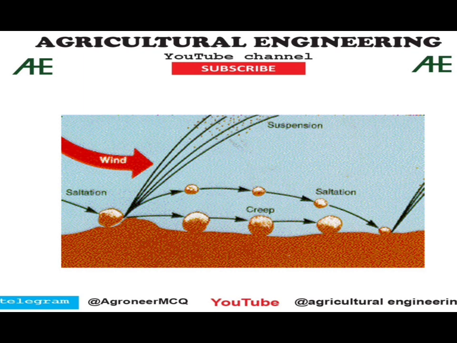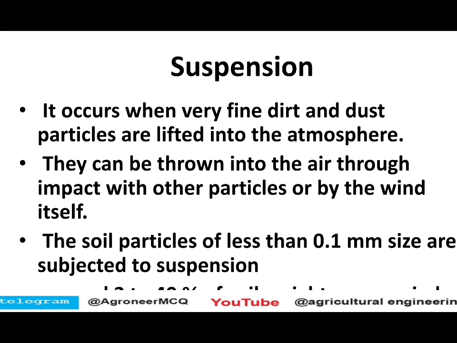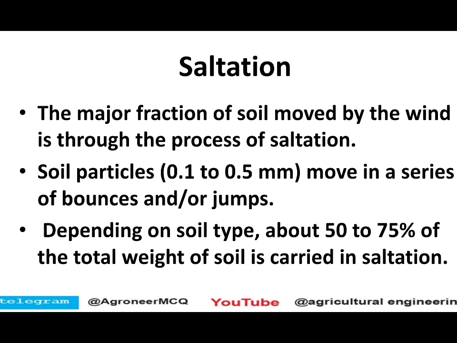So the types of wind erosion: saltation, suspension and creep. So just go through their definitions and the range of particle size for each of these. Suspension occurs when very fine dirt and dust particles are lifted into the atmosphere. They can be thrown into the air through impact with other particles or by the wind itself. The soil particles of less than 0.1 mm size are subjected to suspension. Saltation: the major fraction of soil moved by the wind is through the process of saltation. Soil particles of 0.1 to 0.5 mm move in a series of bounces or jumps. Depending on soil type, about 50 to 75% of the total weight of soil is carried in saltation.